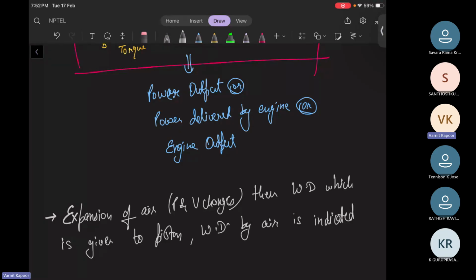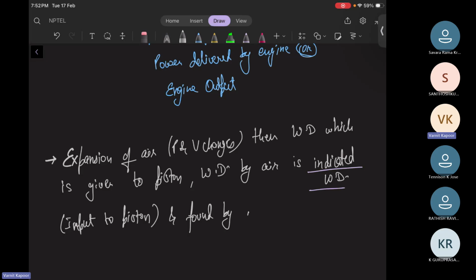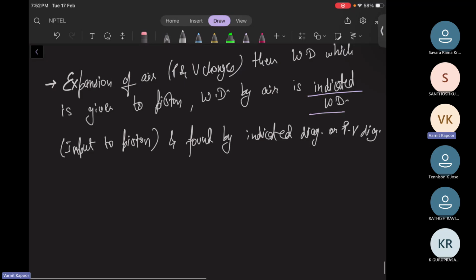Alright, so I was saying the work done by the air is indicated work done. And it is input to the piston, and found by the indicator diagram or PV diagram.